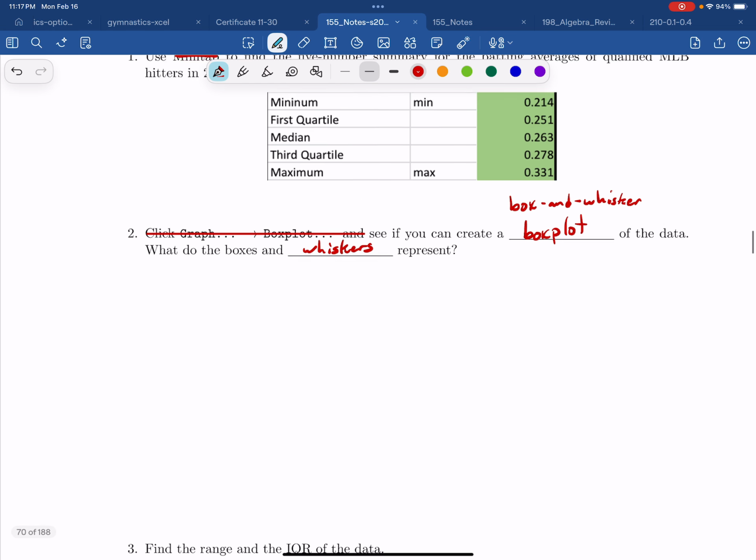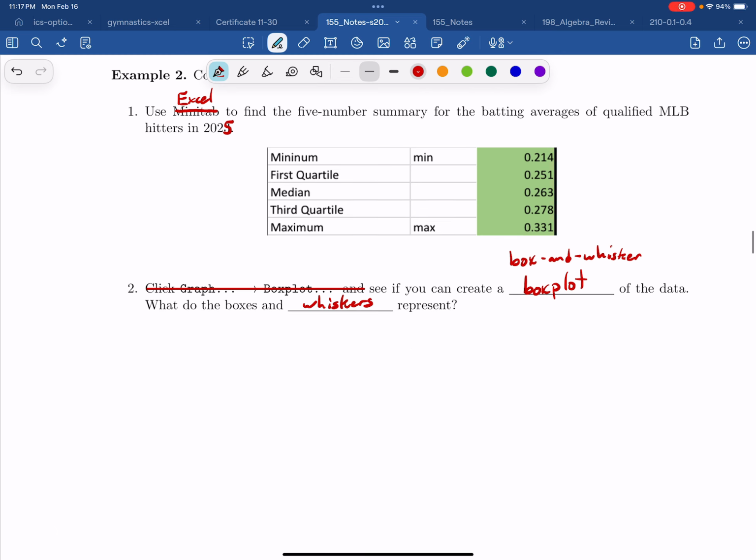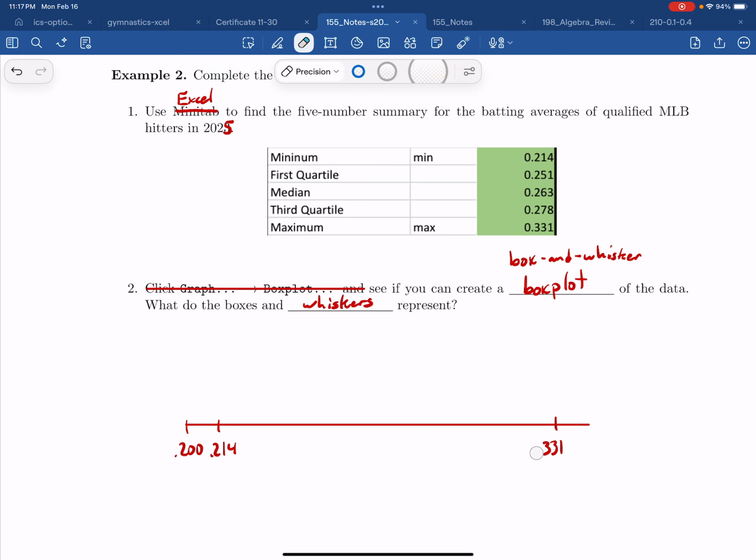But anyway, we don't actually need Excel to do this. We can just do this by hand. So here's how we're going to do it. We draw an x-axis. You can also draw this vertically, but we're not going to do that. We're going to have our min value right here. Let's say we begin at 200, because our min is 214. And then we're going to have our max value maybe right here. This is 331. And then maybe this will be like 350 or something like that.